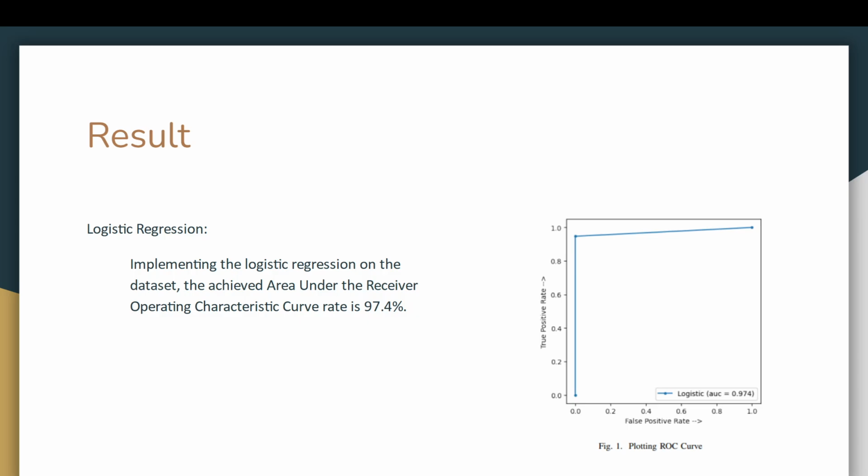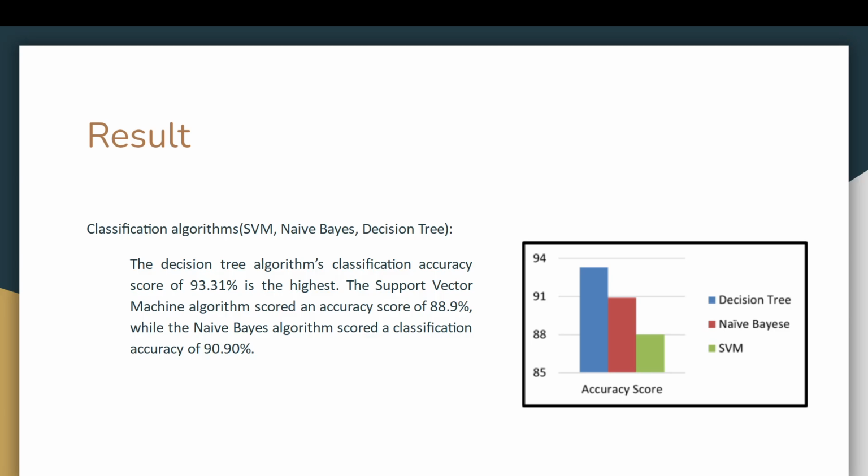Here is the result. Logistic regression helps find solutions for classification problems. Implementing the logistic regression on the dataset, the achieved area under the receiver operating characteristic curve rate is 97.4%, which shows a high classification achievement.